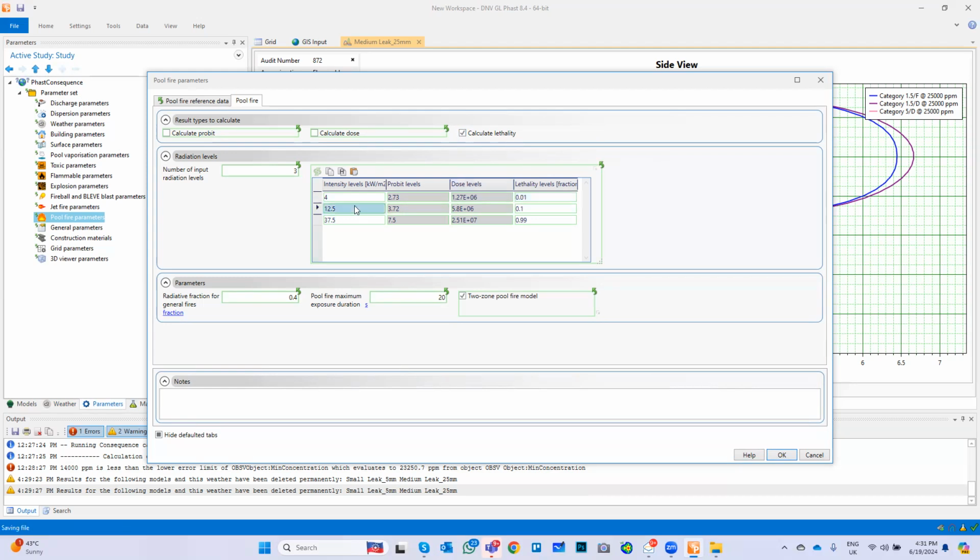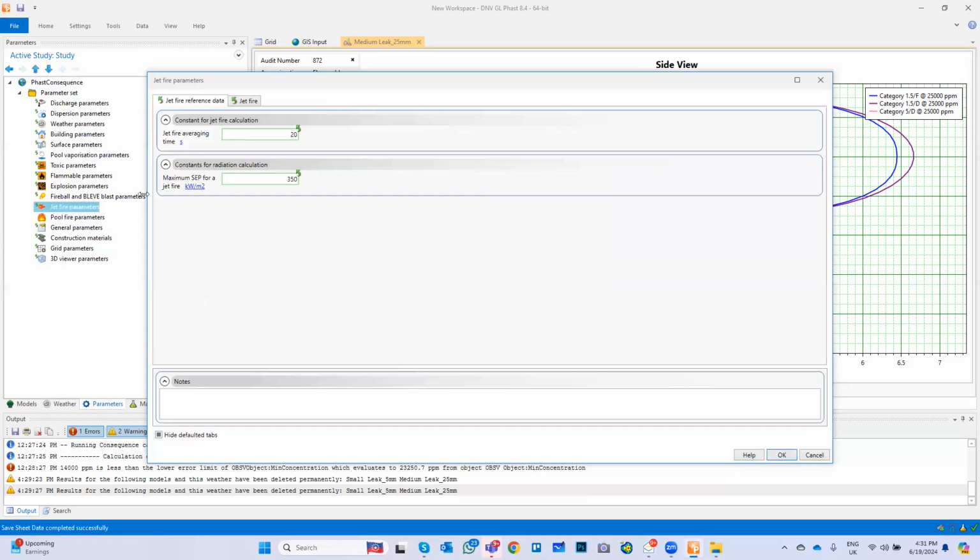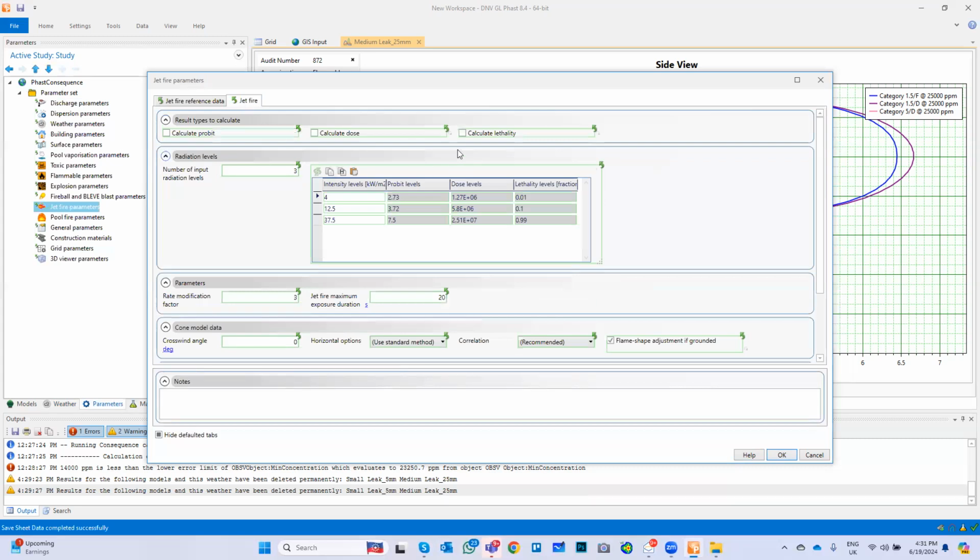And I will do the same for 12.5. I will give it 0.5, which means 50% as a probability of fatality, and 37.5, 99% probability of fatality, and then I will hit OK. And I will do the same for the jet fire. I will calculate lethal fatality for the mid-level. Highly likely it is 50%. Again, it depends on the company operating procedures and HSE guideline.